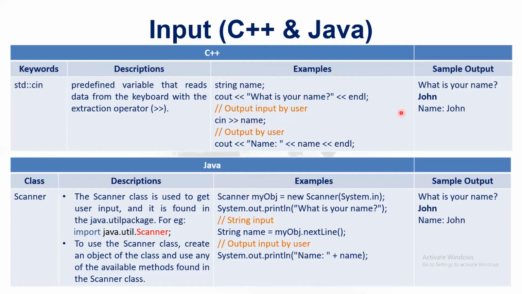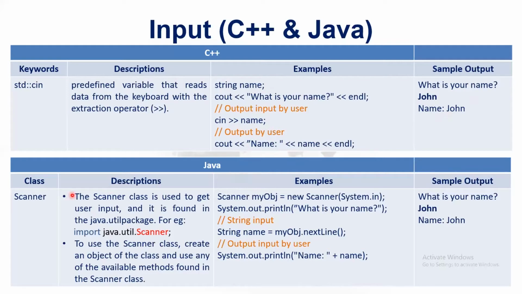So let's say here you key in John. This John will be stored into the variable, which is what we call name. This is a name that you actually declared. So you're going to put the John into the name over here. So when you display it out, you can get the John.